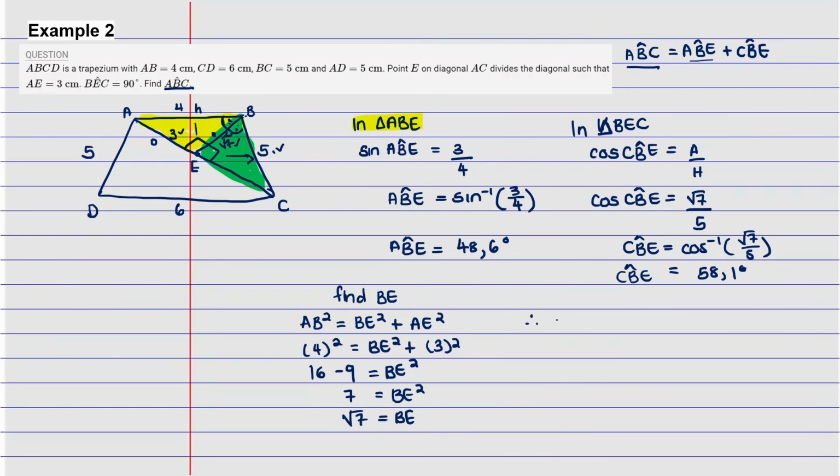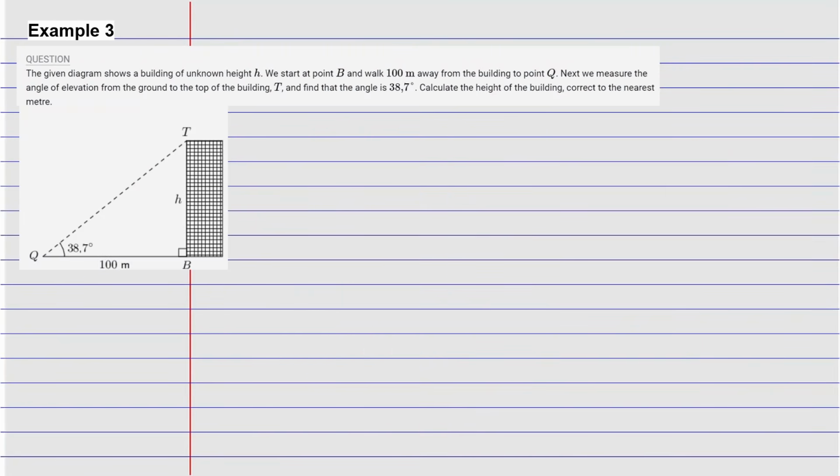But we know that we're looking for this one. Therefore, ABC is equal to ABE plus CBE, which is 48,6 plus 58,1. When we add them together, this is going to be 106,7 degrees. And that's how you would solve this question. So now we're going to do example 3.